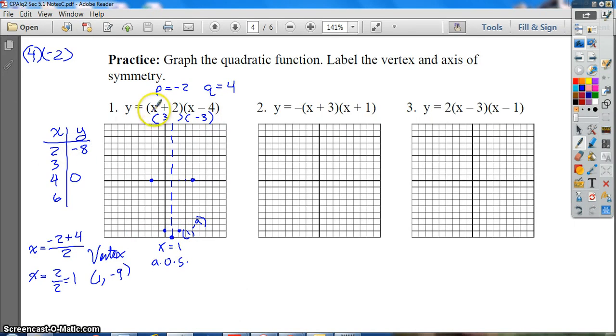Let's put 3 in. 3 plus 2 is 5. 3 minus 4 is negative 1. So that would be negative 5. So we go 1, 2, 3, 4, 5. And I'm going to match that up. Okay, let's put 6 in. 6 plus 2 is 8. 6 minus 4 is 2. Did I do something incorrect there? 6 plus 2 is 8. 6 minus 4 is 2. No, I'm good.